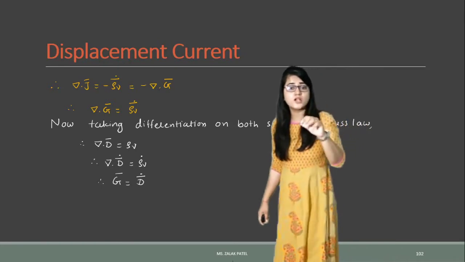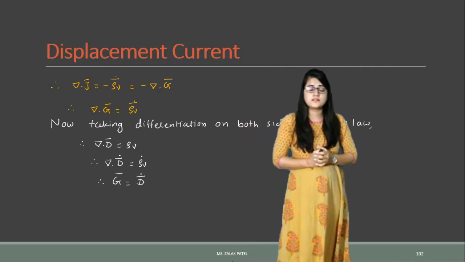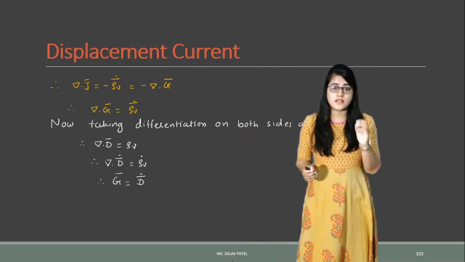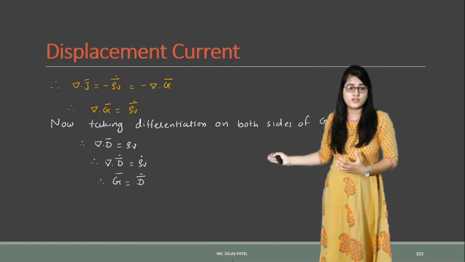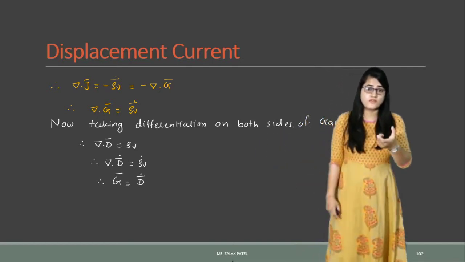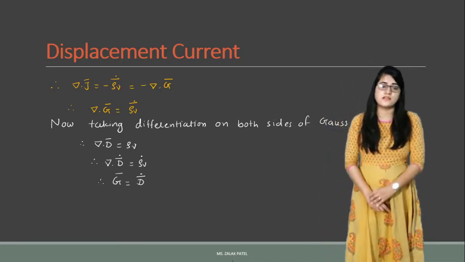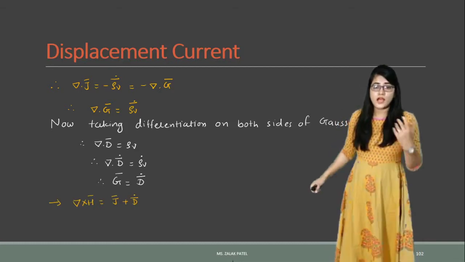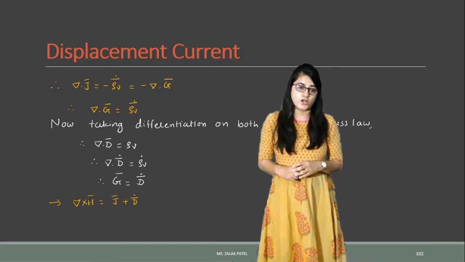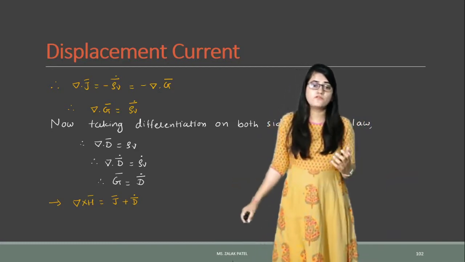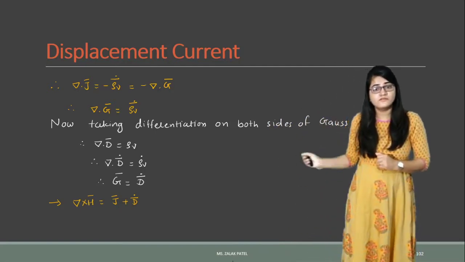That means our unknown term that we have supposed, this extra term G bar, is nothing but the time differentiation of the quantity D, and D is nothing but the electric flux density. So now our extra term gives ∇×H equal to J plus D bar dot. So this is the point form of the Ampere circuital law in time varying field.